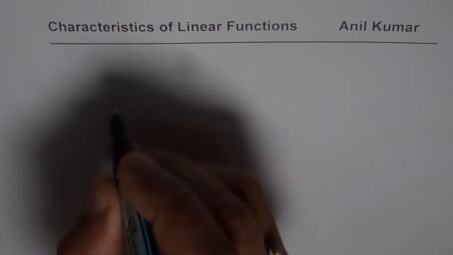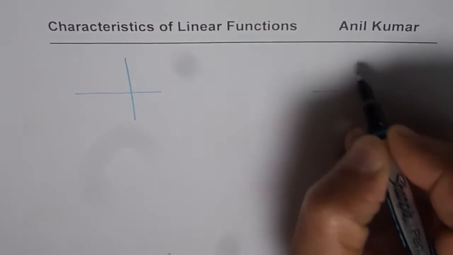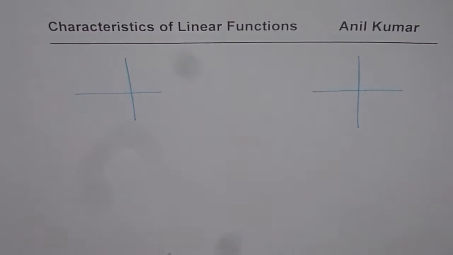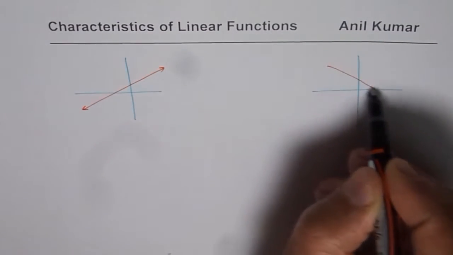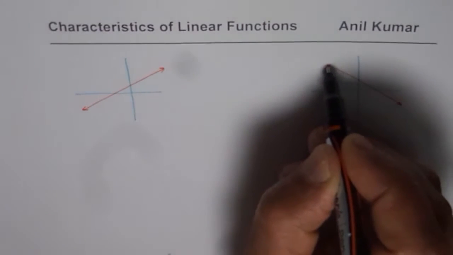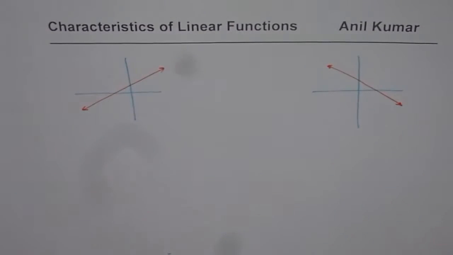I'm Anil Kumar, and in this video we'll discuss characteristics of linear functions. In fact, here we'll discuss linear functions which are represented by slanting lines. So lines which are slanting, what I mean to say is that the lines could be going upwards or going downwards, right? So they may slant up like this, or they may be slanting downwards like this. So we'll consider characteristics of linear functions which have this kind of characteristics.